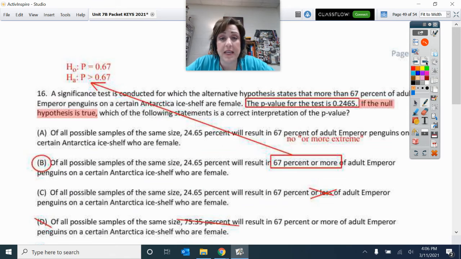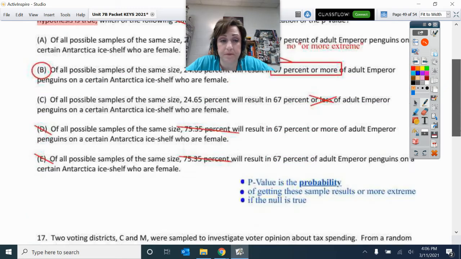All right, this one's the same thing. The interesting thing here is they say in the prompt that the null is true, so we don't even have to find that. We have to find the other two things, the probability of getting these sample results or something more extreme. And so there we have that as B.